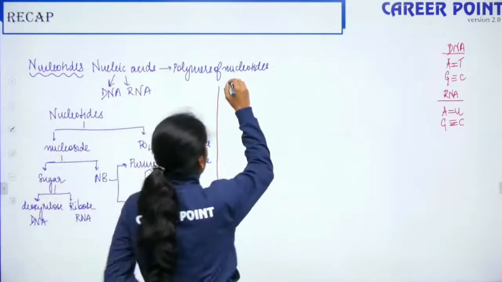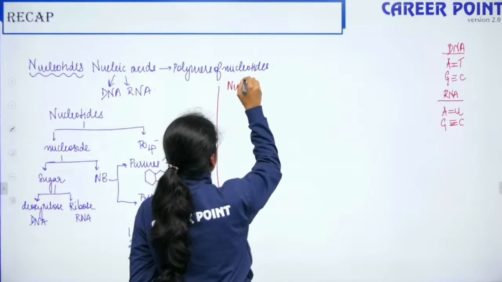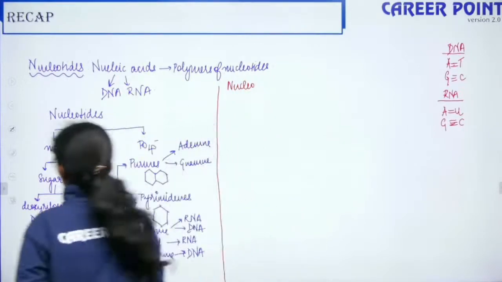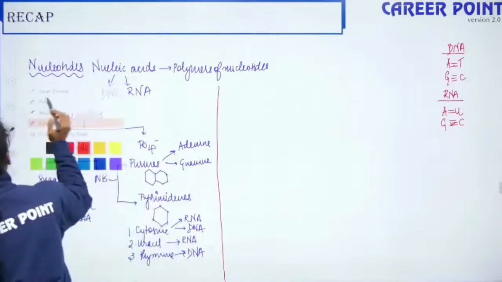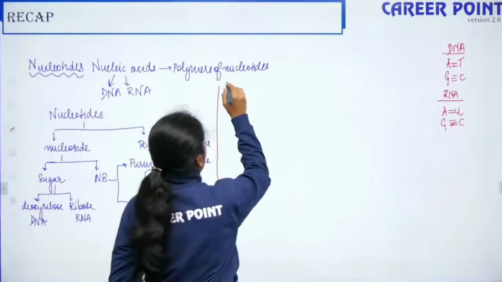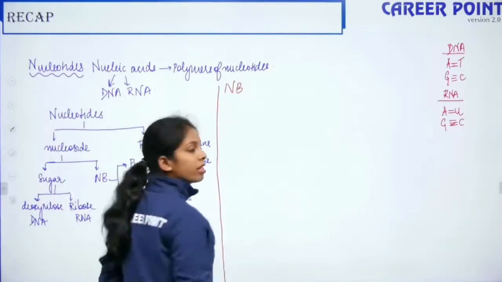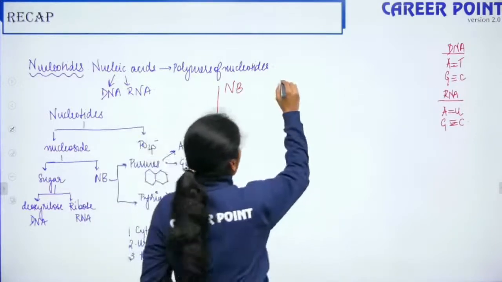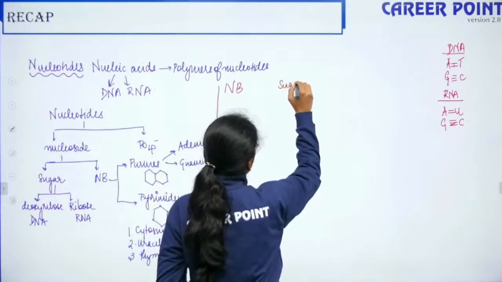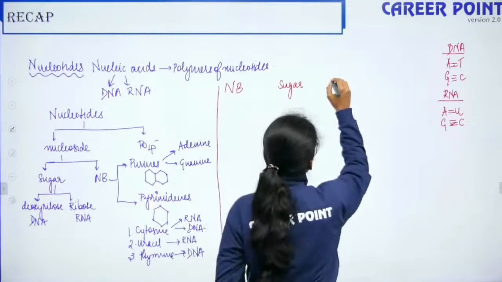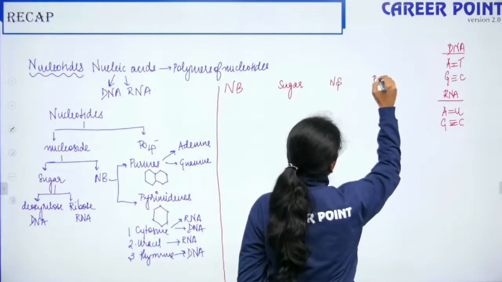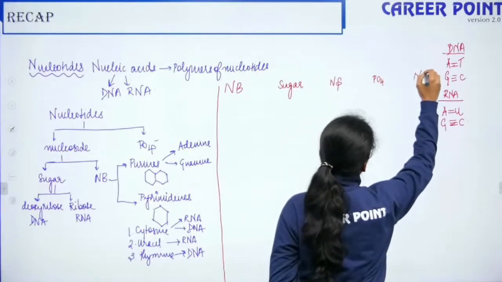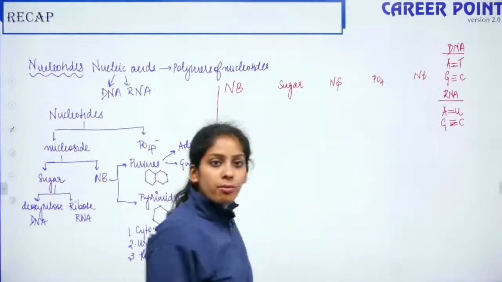Suppose I have a nucleoside here. Let's say I have a nitrogenous base here, then I have a sugar here. So now I should have a nucleoside. Adding phosphate to it, I should have a nucleotide. So let's form the molecules.